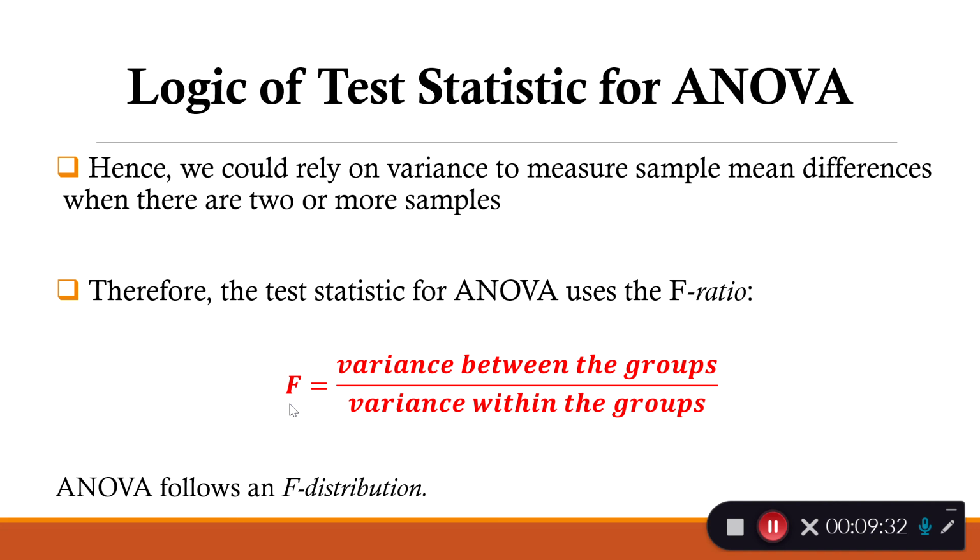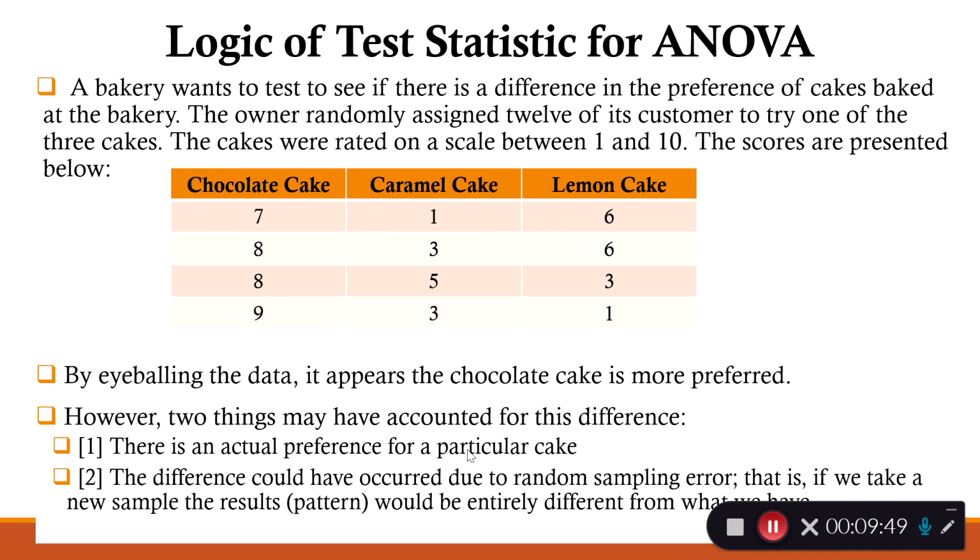The F ratio compares the variance between the groups that you have and the variance within the groups. I'll get to these details on my next slide. And ANOVA follows a distribution which is called the F distribution. That detail will come in the next video.